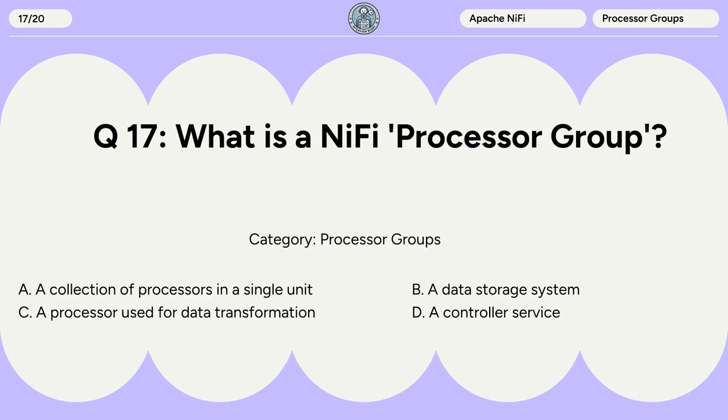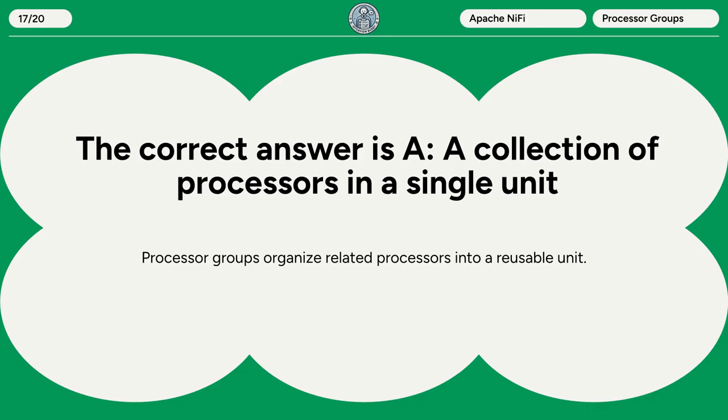Question 17. What is a NiFi processor group? A. A collection of processors in a single unit. B. A data storage system. C. A processor used for data transformation. D. A controller service. The correct answer is A. A collection of processors in a single unit. Processor groups organize related processors into a reusable unit.